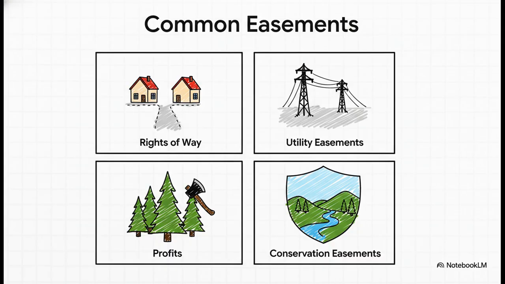And I promise you have seen these out in the wild. A right-of-way is that classic shared driveway or a path. Utility easements are what let the power and internet companies run their cables across everyone's property. And then there's something called a profit. It's short for a fancy old term, profit apprender, which gives someone the right to take a resource, like timber or water. And of course, conservation easements are used to protect natural spaces from ever being developed.